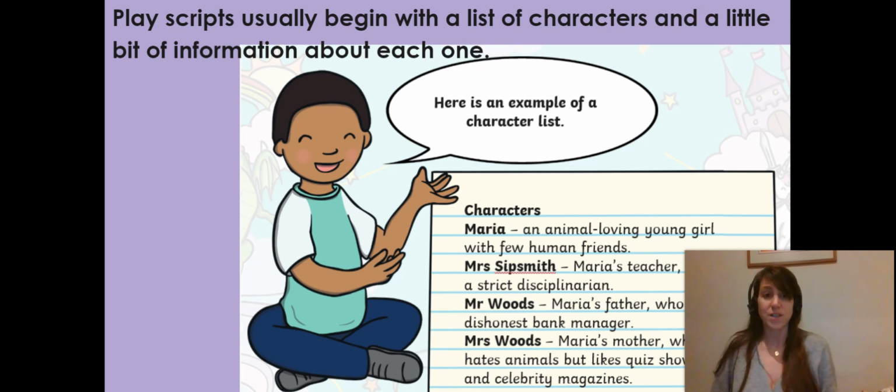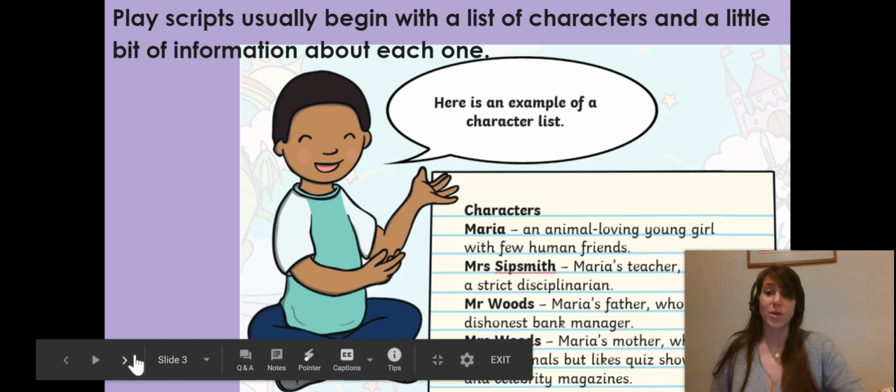There's Mr. Woods, Maria's father, who is a dishonest bank manager. Dishonest means he's not honest. He's the opposite of honest. So again, we learn the role he plays in this play, and we learn a little bit about his personality. He's dishonest. Then there's Mrs. Woods, Maria's mother, who hates animals but likes quiz shows and celebrity magazines. So we can imagine her sitting around watching TV and reading magazines. And maybe she and Maria don't get along. We don't know. But we also hear a little bit about her personality and who she is related to Maria.